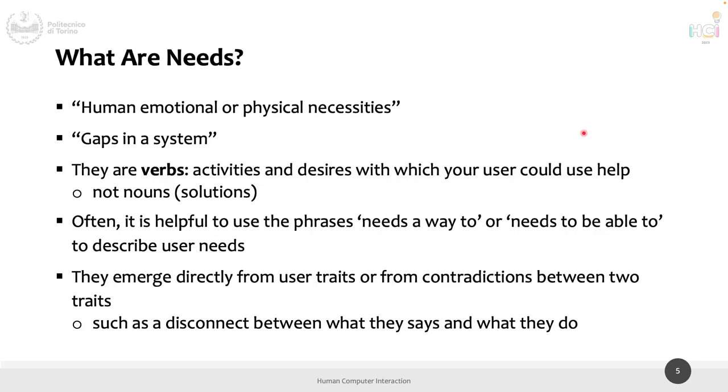And you can see from what I told you, for instance, a disconnect between what they say and what they do, that there are two big families of methods to do need finding. One involves what they say: interviewing, speaking with people. And the other one involves what they do: observing activities, having them recreate activities. All the need finding methods fall under these two families. Something is about speaking with people, something is about looking at what people are doing.